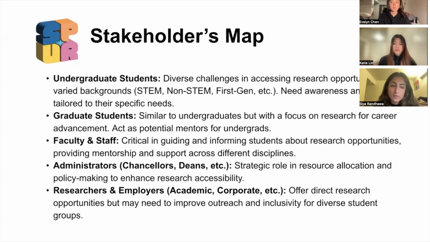And then for the stakeholder map, we did the undergraduate students. They had diverse challenges in accessing research opportunities, and graduate students, who are more like mentors, faculty and staff who were basically informing students through different disciplines, and also administrators and research employers. They offer direct research opportunities that may need to improve outreach and inclusivity for diverse student groups.